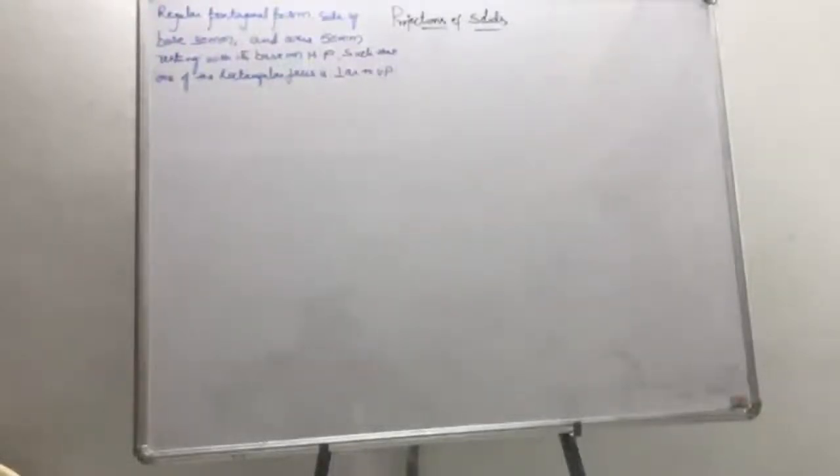Students, is it visible? Okay. Regular pentagonal prism, side of base 30 mm and axis 50 mm, resting with its base on HP, such that one of the rectangular faces is perpendicular to VP.